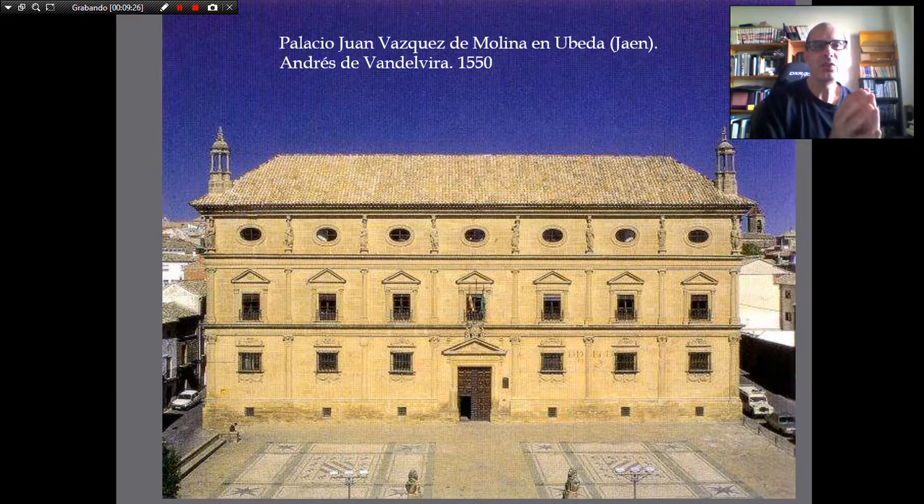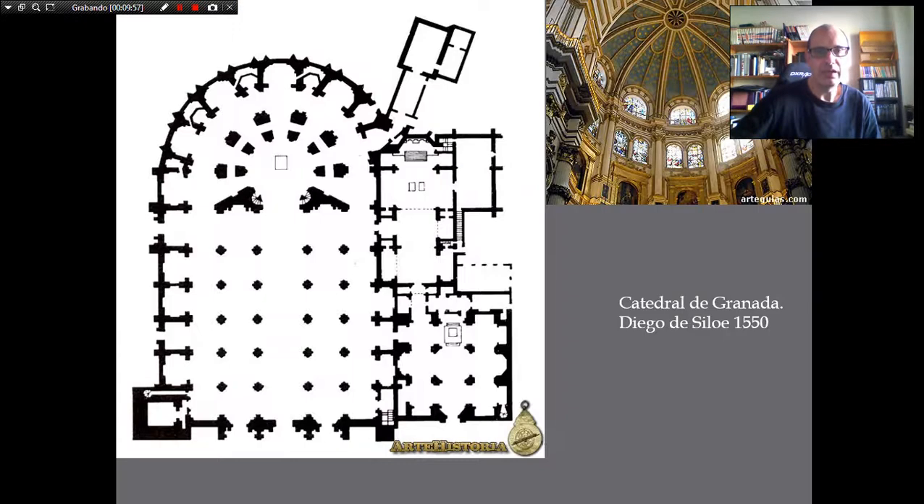So Andrés de Vandelvira is trying to break the rules of Renaissance. So we are in another moment. We are in a moment of transition to Baroque. During Baroque, rules are going to be broken all the time. This is the moment of transition. Andrés de Vandelvira is a very good architect. As you can see, the dates are so close, all of them, because it's difficult to make a difference, as I told you, between, for example, Plateresque, full Renaissance, and finally Mannerism.